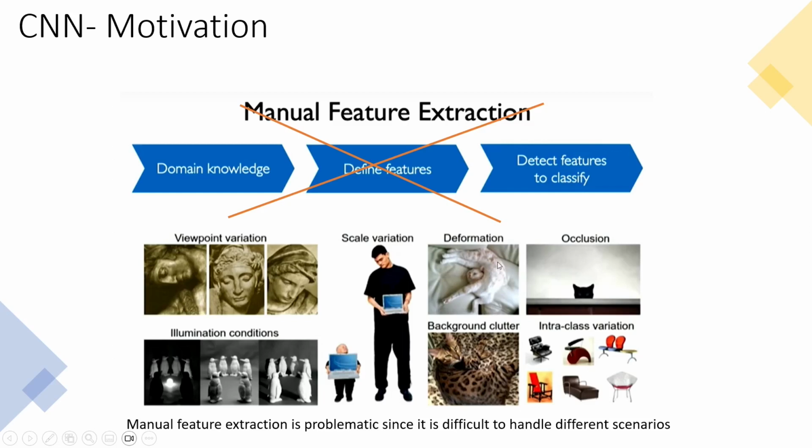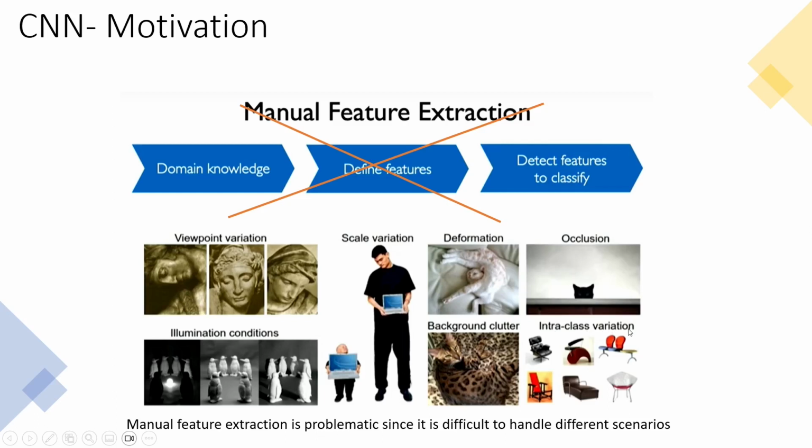Deformation always changes things. This is a cat, but it's a pretty deformed cat. Occlusions change a lot. For example, this is still a cat, but we only have the head of the cat. The rest is occluded. The background clutter affects things. We have a cat here, but the background is too cluttered.